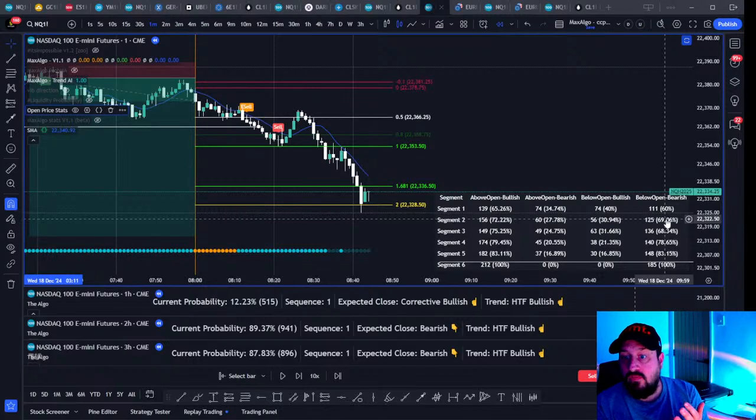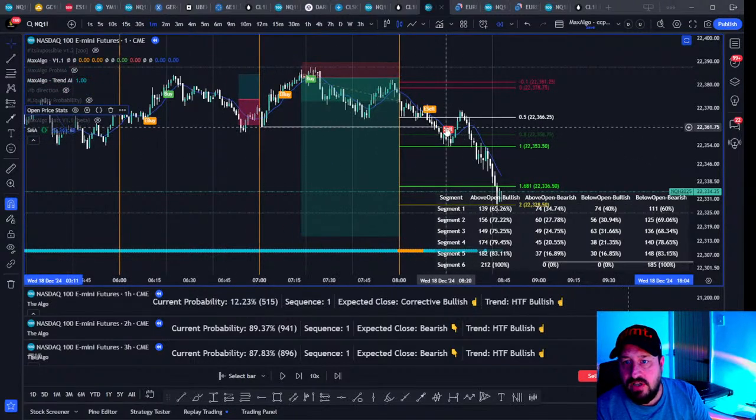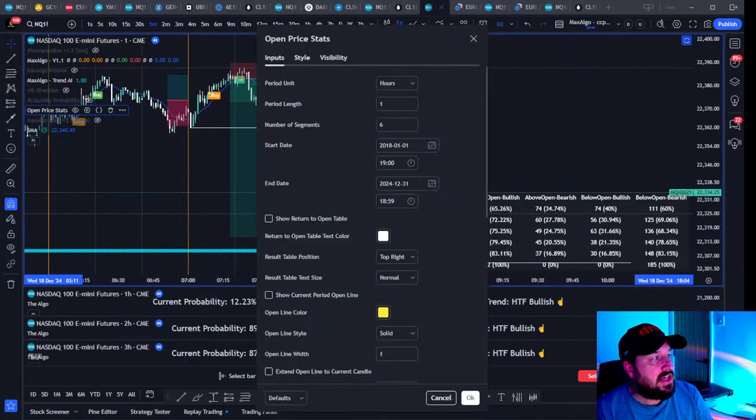Let's just tick our confluences. We're below the open. By the time we get our sell signal, we're 69% confirming bearish. We're 87% bearish on the algo. We just took the previous low, right? What's the probability when we take the previous low that the candle closes bearish? If you're a Max Algo user, no problem. Let's load up that.